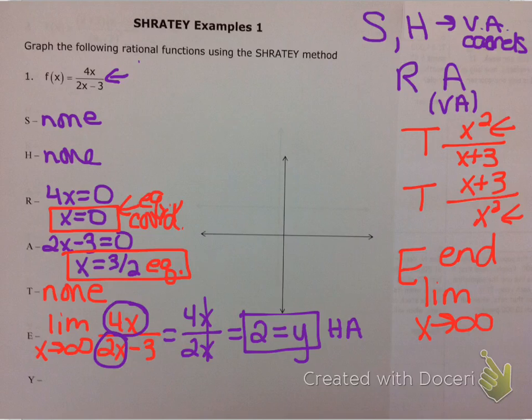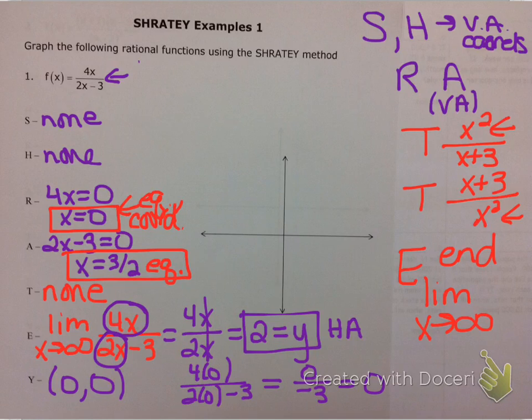Okay? And then the y-intercept is, of course, the same as it is for every other equation. It's what you get when you plug 0 into the equation. So when I plug 0 into this equation, I get 0 over negative 3, which is 0. So my y-intercept is 0.